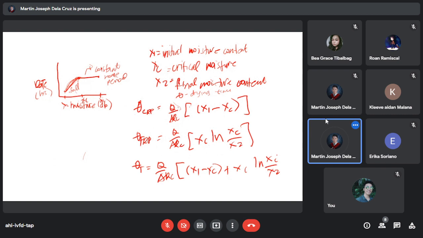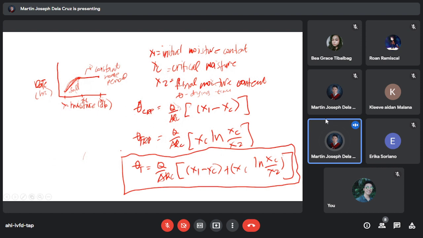So this is our formula now in getting your total drying time. You have your constant rate period and then your moisture falling rate period. And you take note, class, your moisture content should be in dry basis. In your overall material balance, we use wet basis, but in drying, for the constant rate period and falling rate period, the moisture content should be in dry basis, class.